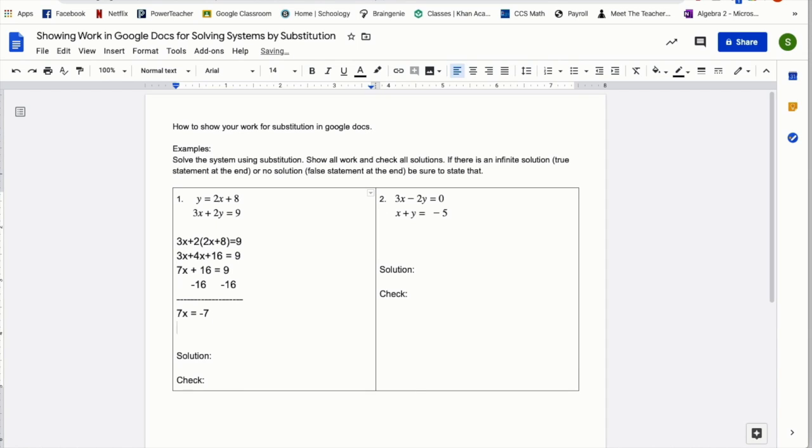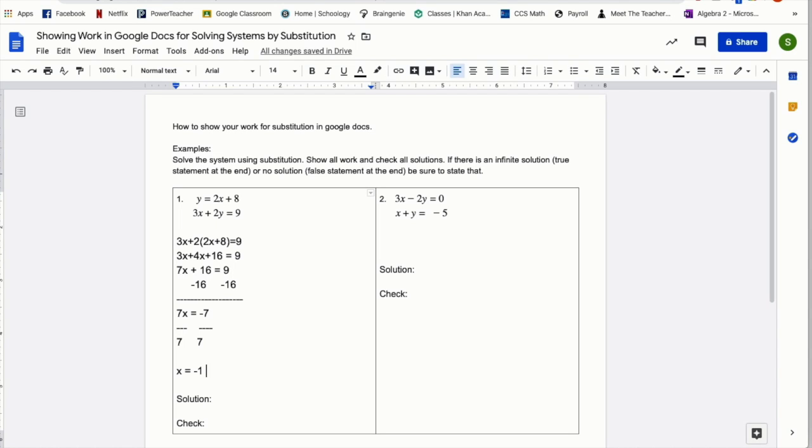My next step would be to show that I need to divide by 7. So again, horizontal line, hit the dash key a couple of times, space bar, dash key a couple of times, enter. 7, space, space, space, 7, enter. I get x equals, oops, I don't know why I'm dividing by negative 7. It should be positive 7, sorry. So x equals negative 1. And you can space it out how you want. I like to put some extra spaces in there to make it look a little better and not as squished, but that's totally up to you.